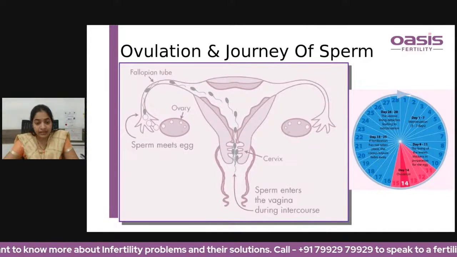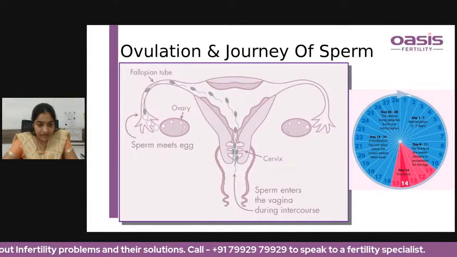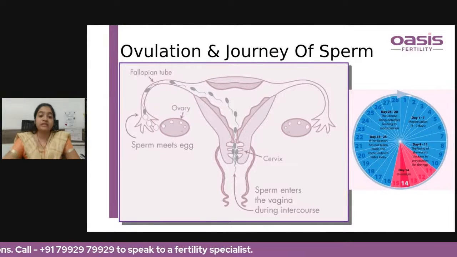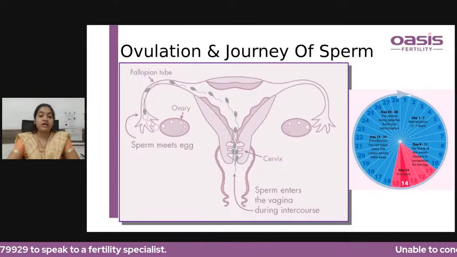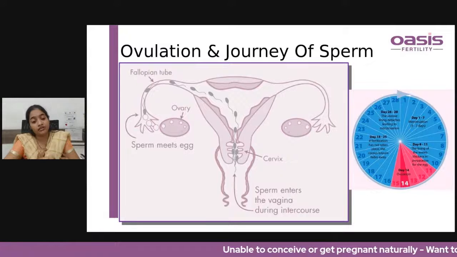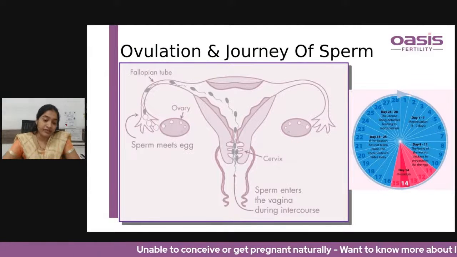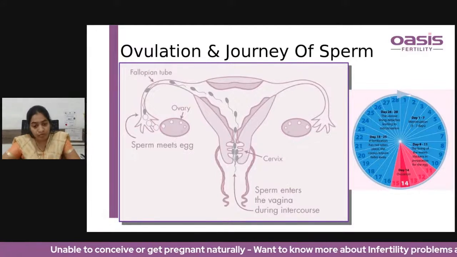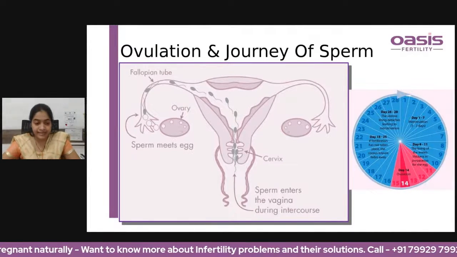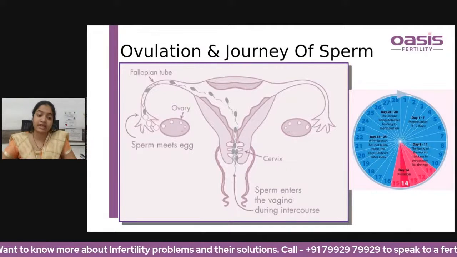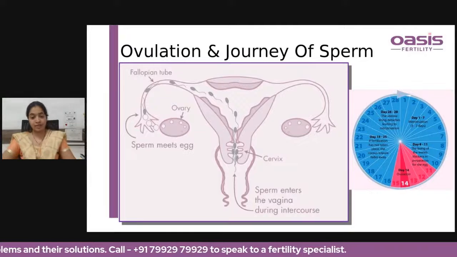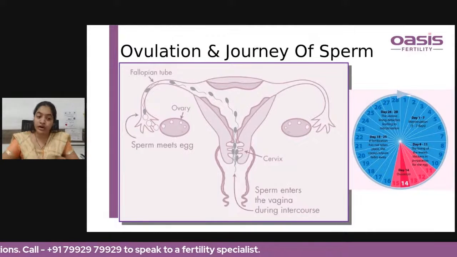So, what happens in the natural cycle? The egg is formed in the ovary, ovulation occurs, then the sperm travels from the vagina through the fallopian tubes, and fertilization occurs. After fertilization the embryo forms, and this embryo gets implanted into the endometrium, and there is pregnancy. All this happens in natural conception, and we are not aware of it.